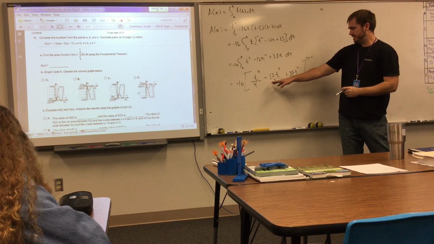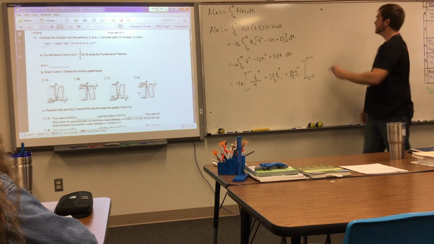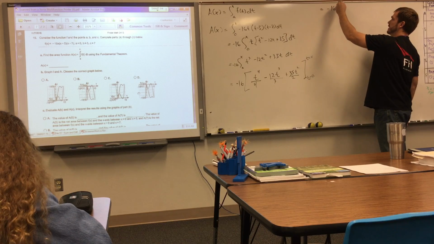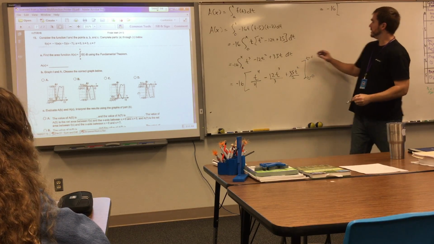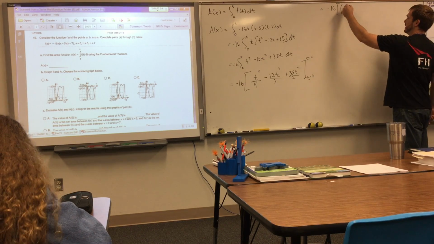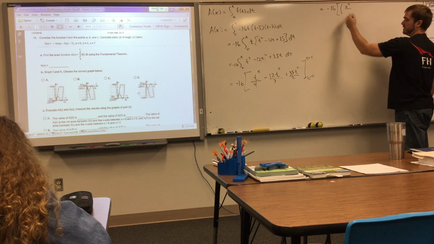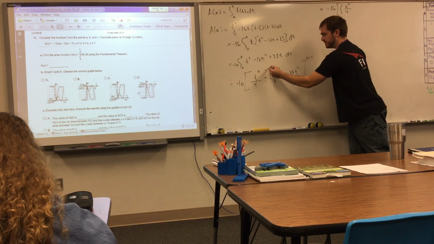Should we distribute that 16 or just leave it out there outside? I think we should leave it out there for now. Why complicate our life, right? So I'm going to substitute in x for t. So I have x to the 4th over 4. Y'all said that reduces to a negative 4.